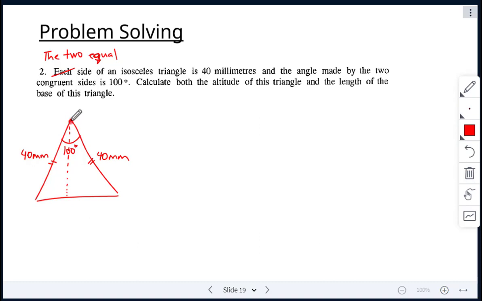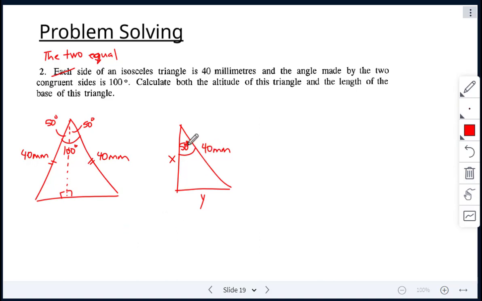So since we are splitting this in half, each angle here would be 50 degrees. So that would be 50 degrees, and that would be 50 degrees to give us a total of 100 degrees. So that's what our triangle looks like, and this here would be a right angle. Therefore, this side here is also a right angle. Okay, so we have called x here the height, or the altitude. So let's solve for that first.